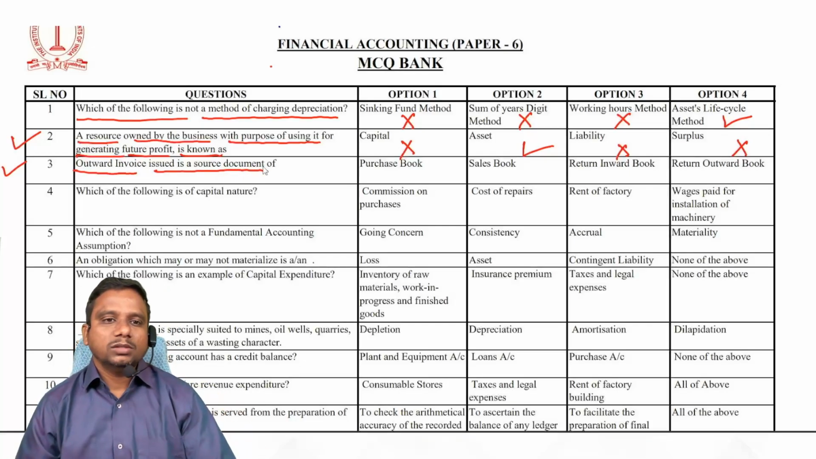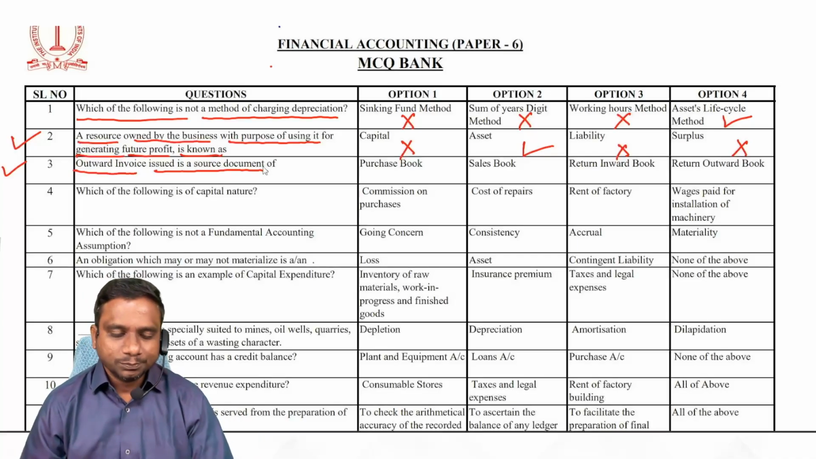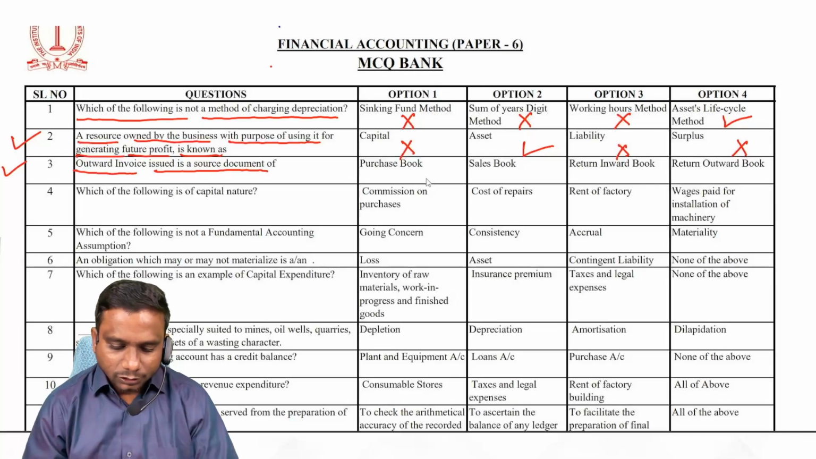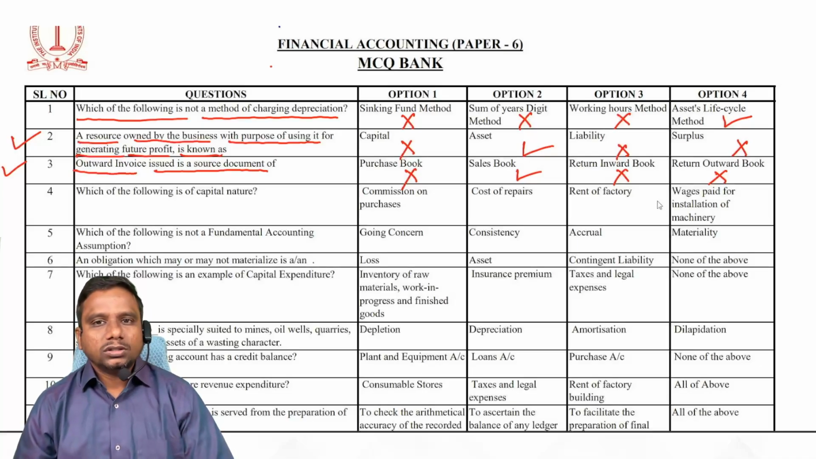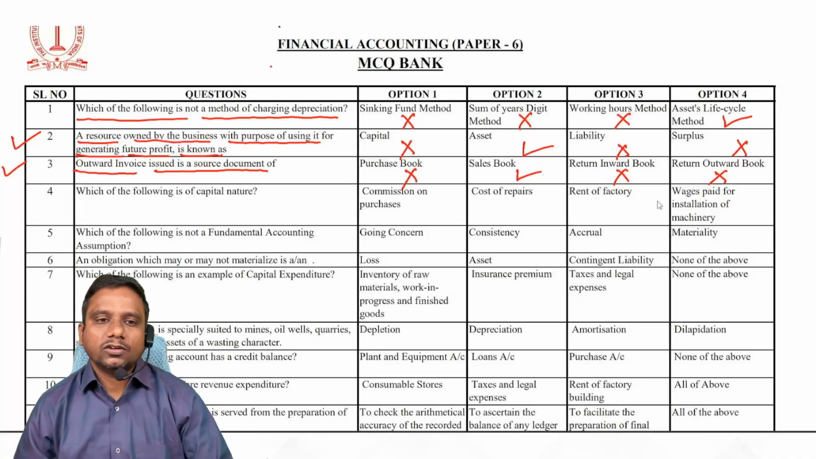Next one. Outward invoice issued as a source document. Outward invoice is nothing but the invoice we issue to customers whenever we sell goods. It is called outward invoice. It is a source document to enter the transaction in the sales book. So purchase book, no, sales book, yes. Not returns inward and not returns outward. Return inward means sales returns, so we use credit notes to enter the transaction in returns inward. Returns outward, purchase returns, we use debit notes. Yes or no, students? Yes.